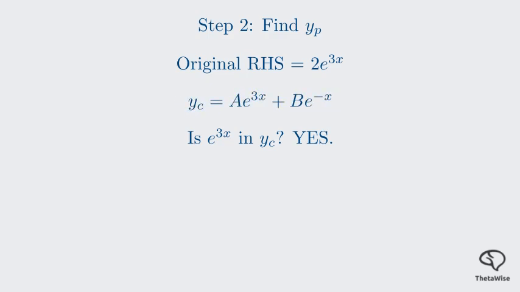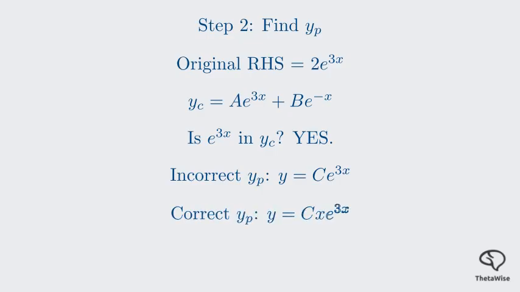Because there's an overlap, we cannot use the standard choice yp equals ce to the 3x. Doing so would lead to a contradiction when we substitute it back into the equation. Instead, we must multiply our standard choice by x. So our correct choice for the particular solution is yp equals c times x times e to the 3x.